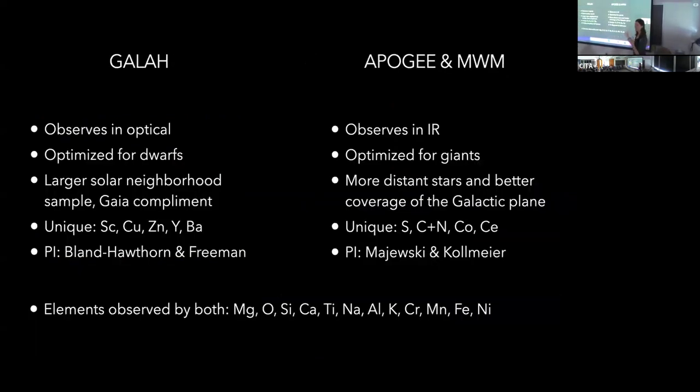GALAH is southern hemisphere optical, so solar neighborhood, not too much of the disk. APOGEE is infrared, northern hemisphere and southern hemisphere, with great coverage of the galactic plane extending from the solar neighborhood to the halo to the bulge and bar region. Each survey has a slightly different mix of elements that they're able to observe based on their wavelength ranges. Notably, GALAH has a lot more neutron capture elements, those things that are made in neutron star mergers or AGB stars, whereas APOGEE has cerium and C+N, which can be a good age indicator.